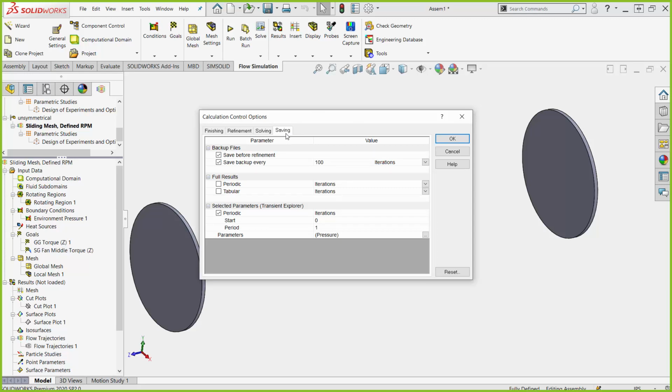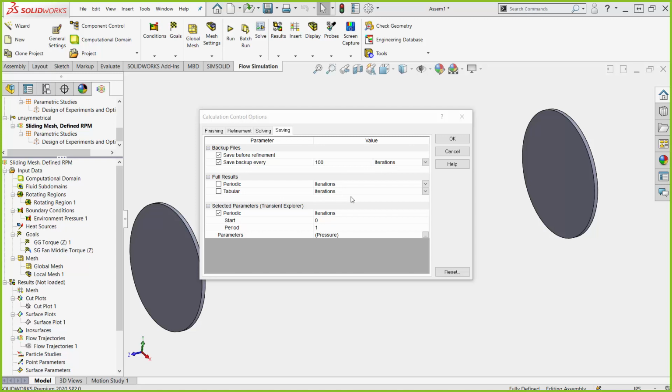Fourth tab. The saving tab is less important for your calculation time, but more important for your hard drive space. By default, this periodic will be checked, and it will be saving a full set of flow simulation results. It's all pressures, velocities, etc. for every single one of those time steps. So in my case, that would be 100 sets of results. These results can easily get to multiple gigabytes in size, and I don't want to waste my hard drive space on something like that. So a personal preference is actually to leave this off.